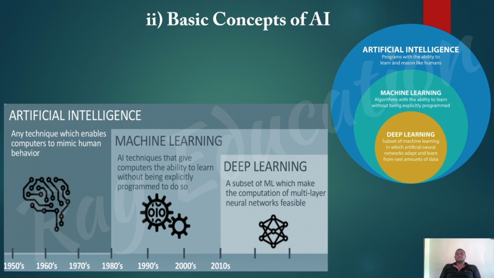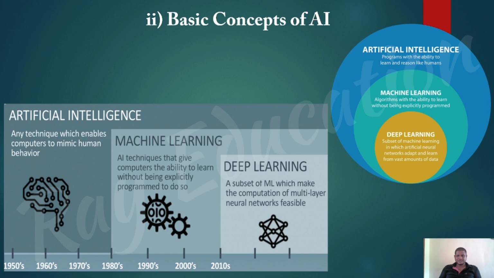Most people confuse themselves, thinking that machine learning and deep learning are separate fields. It is not considered AI like that. No, it's definitely not. Machine learning and deep learning are subsets of artificial intelligence. See here, programs with the ability to learn and reason like humans can be said to be artificial intelligence. Otherwise, we can say that any technique which enables computers to mimic human behavior can be said to be artificial intelligence. Machine learning algorithms have the ability to learn without being explicitly programmed. So it can be considered as machine learning.